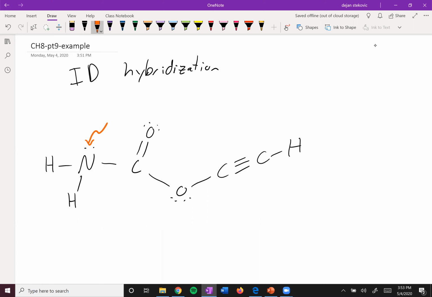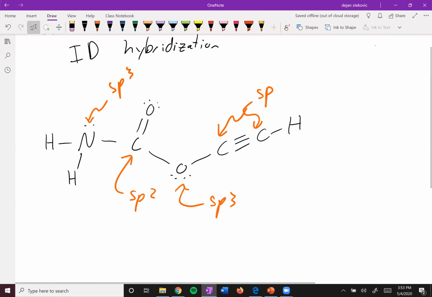Remember, we only do non-terminal atoms. We don't assign hybridization for terminal atoms. So if we take a look at this nitrogen, it has 4 things attached to it, 3 atoms and 1 lone pair, so it's sp3 hybridized. If you take a look at this carbon, it's got 3 things attached to it, just 3 atoms, so that's sp2 hybridized. If you take a look at this oxygen, it has 4 things, so sp3. And if you take a look at these 2 carbons, they each have 2 things, so both of these are sp hybridized. So that's one thing you'll be asked.